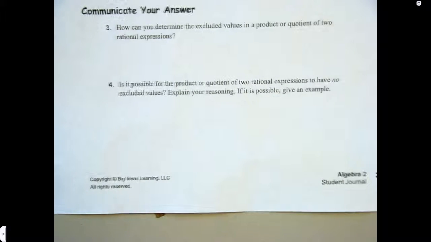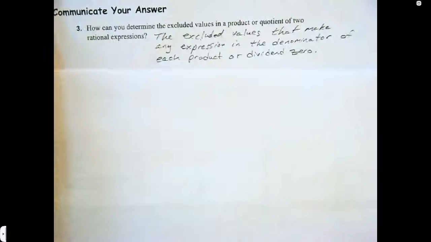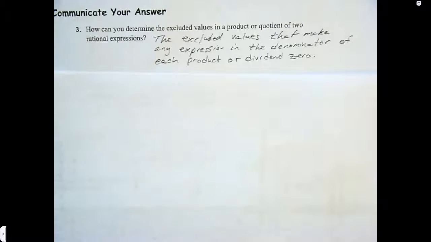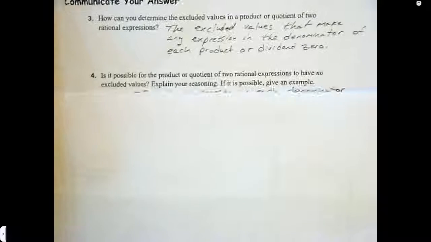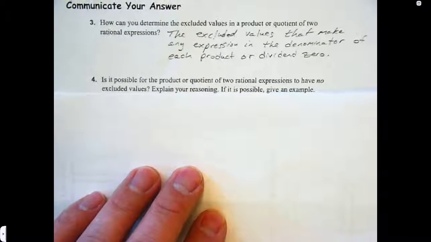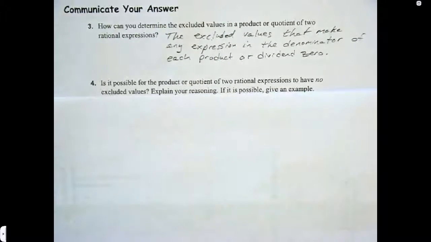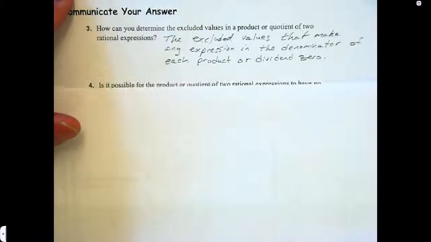Yes, the key piece is whatever will make the denominator 0. Okay, at any point, if the denominator equals 0, then it's going to be undefined. So the excluded values are those that make the expression in the denominator of each product or dividend 0. So the question becomes then, is it ever possible for the product or quotient of 2 rational expressions to have no excluded values? In other words, one thing to point out, when you have excluded values, what do those look like on a graph?